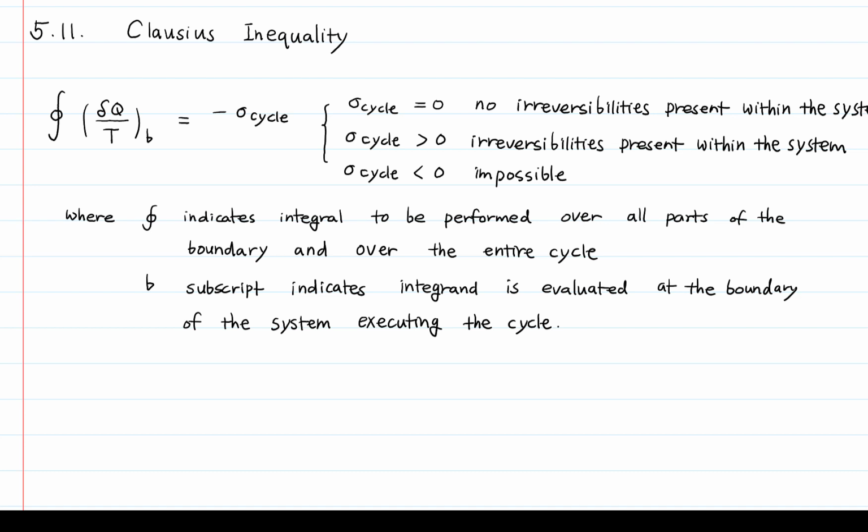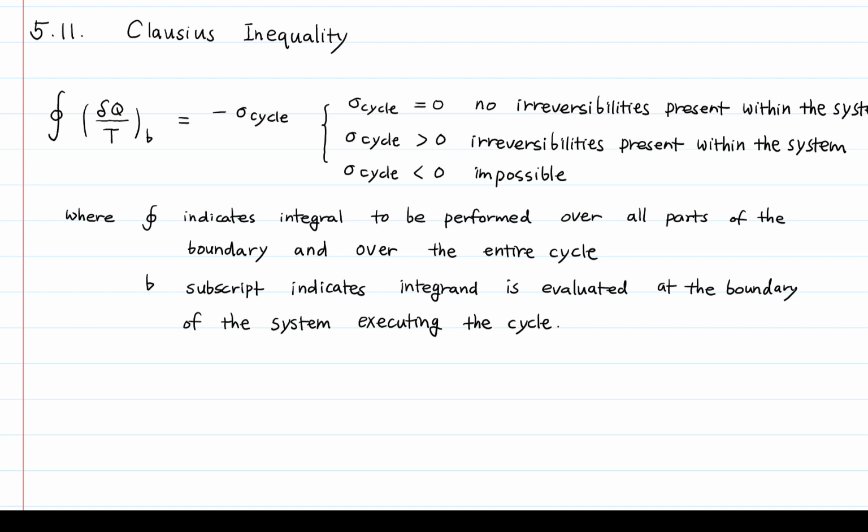Sigma cycle is a measure of irreversibility, so it is how we define entropy. It will be discussed in detail in the next chapter. The sigma cycle is greater than 0 for an irreversible cycle process. The sigma cycle is equal to 0 for a reversible cycle process. And the sigma cycle is never less than 0, because the process is not possible.